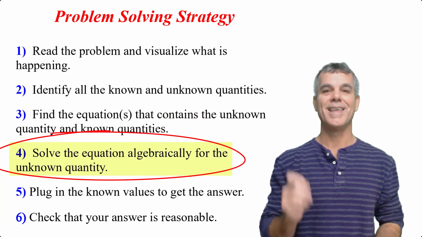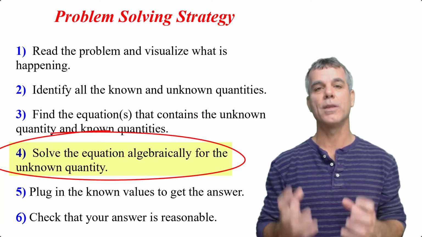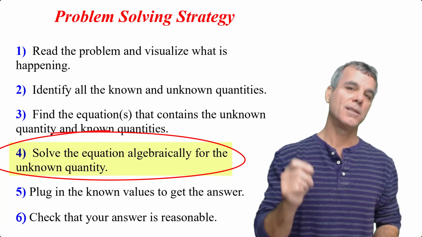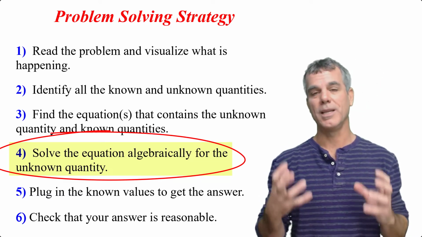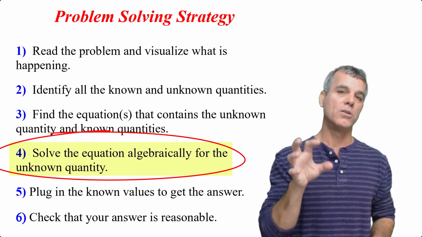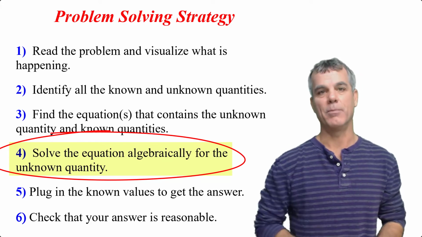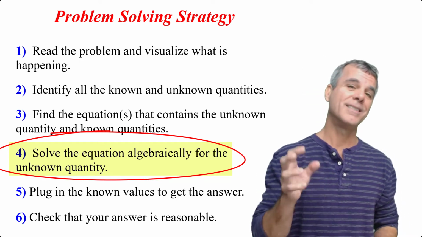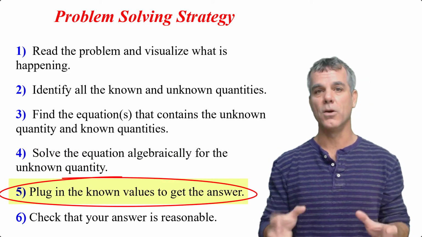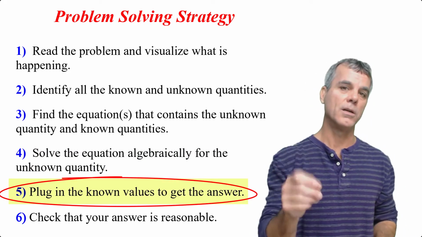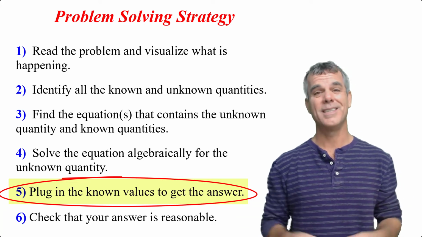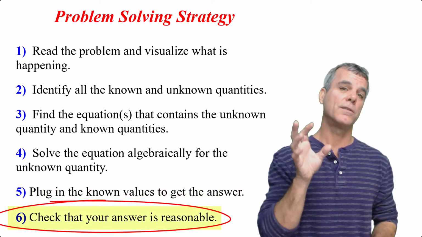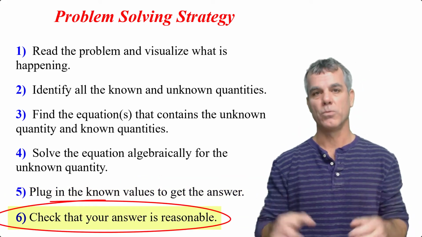Step 4 is then to solve algebraically for the unknown quantity. Do not start plugging in numbers. That's a really bad habit. You want to do that as your very last step. So first solve algebraically for the unknown quantity. Then step 5 is actually plugging in the known values to get your unknown quantity. And then step 6 is just making sure your final answer seems reasonable.